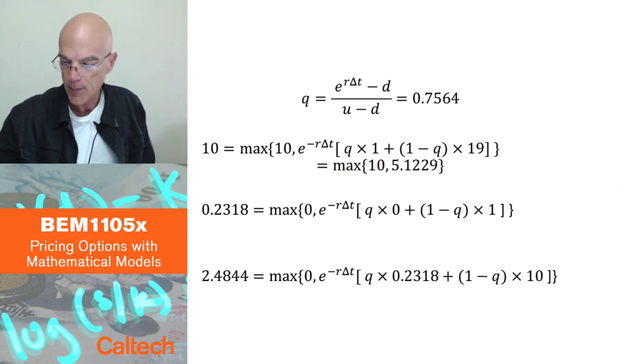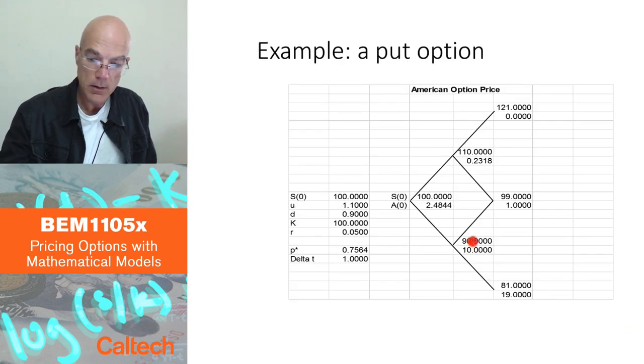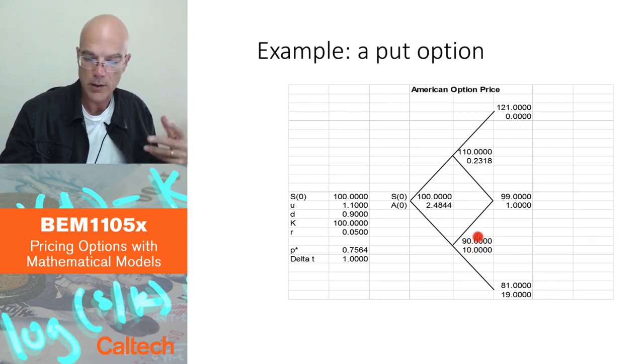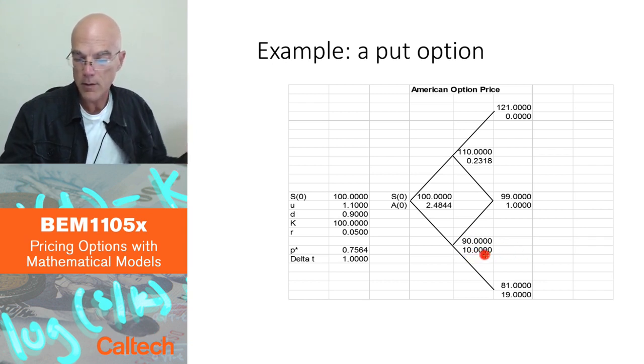Why 10? I have to go back to the picture again. Here, the value of the option, if I exercise, is 100 minus 90, which is 10. Put option, 100 minus 90. So I take the maximum of 10 and that number, which was smaller than 10, so the maximum is 10.